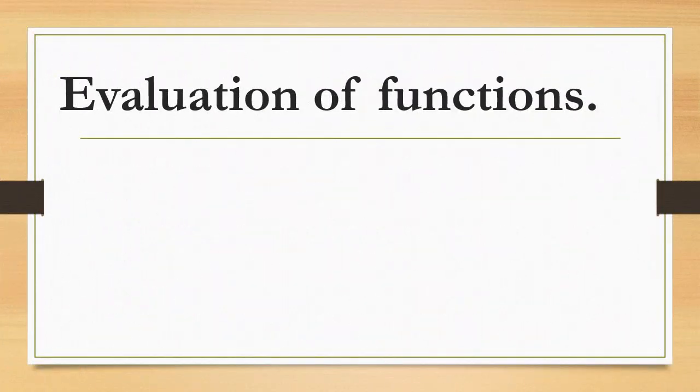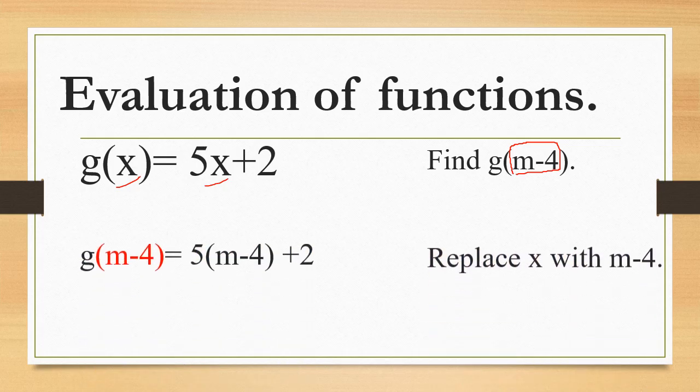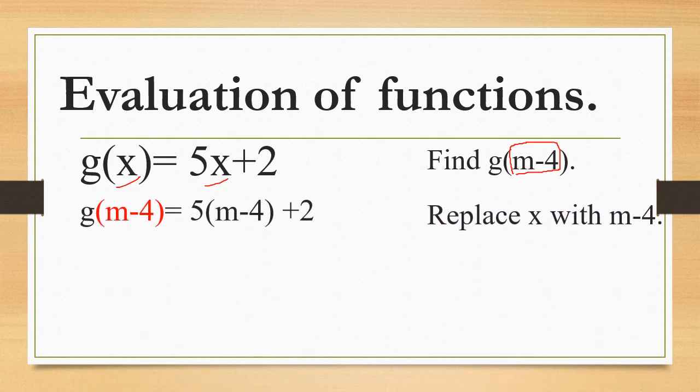Okay, try pa natin isa pa ulit. So I have g of x. Again, g of x is equal to 5x plus 2. Let us find g of m minus 4. O yan, medyo kakaiba yung given natin. So ang ipapalit natin sa bawat x is m minus 4. So we're going to replace this x with m minus 4. So ito siya. Okay? Your x here becomes m minus 4. 5 times parentheses m minus 4 plus 2.